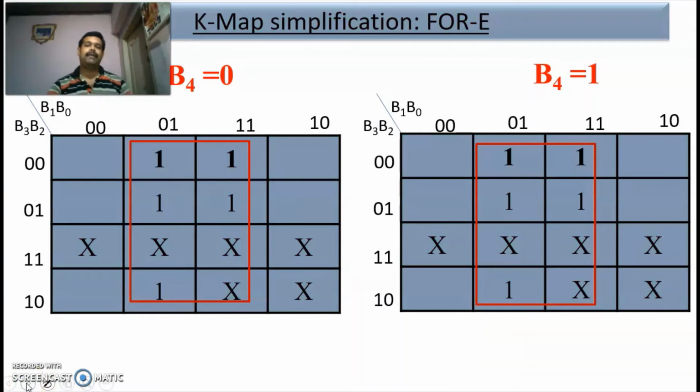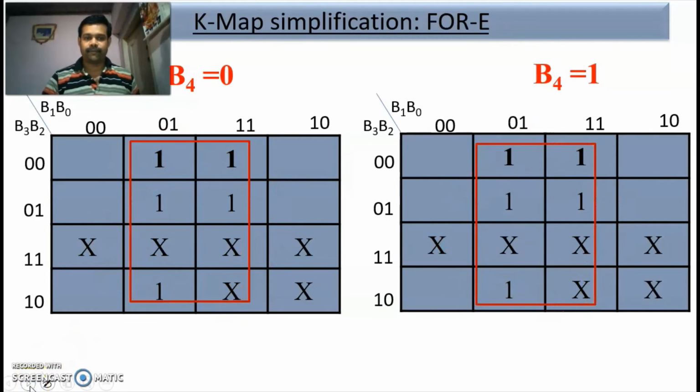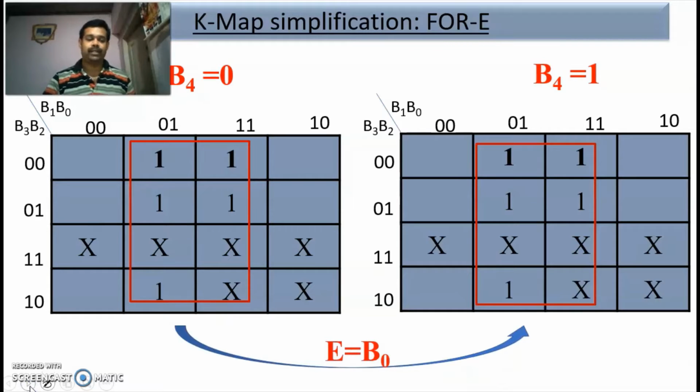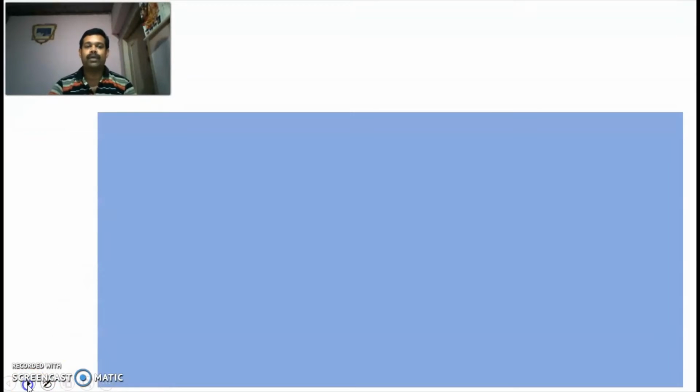Next, K map for E. So you are having one in the same places. So the expression is E equal to B naught. Okay. Now you have found out the expressions by using K map. Now we are going for the implementation. So this is the implementation of this BCD to binary code converter.